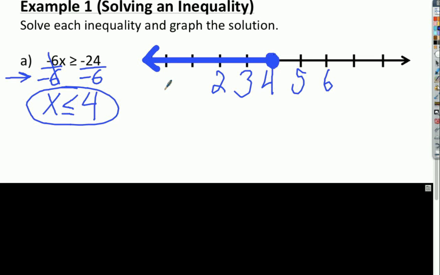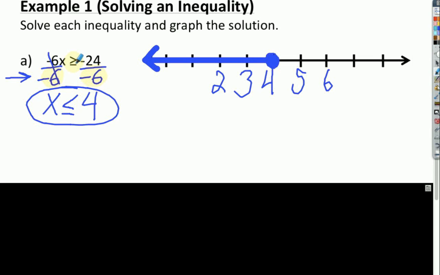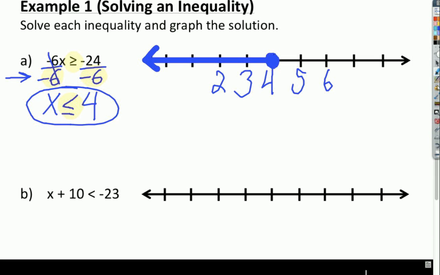Good. So the one detail that we really needed to pay attention to was, since we multiplied or divided by a negative number, we flipped the symbol. Any questions? Good. Let's try another.